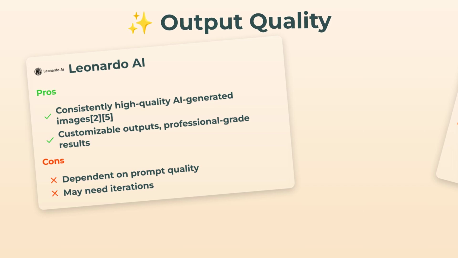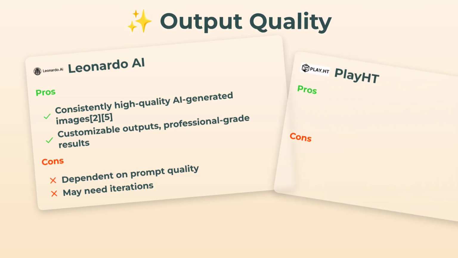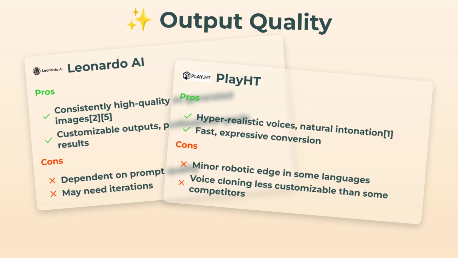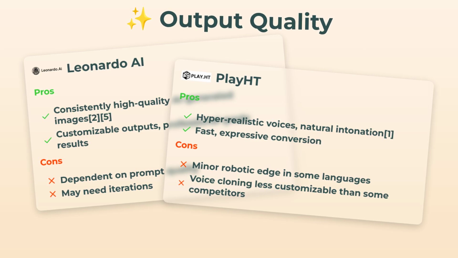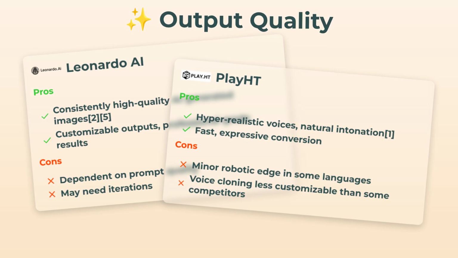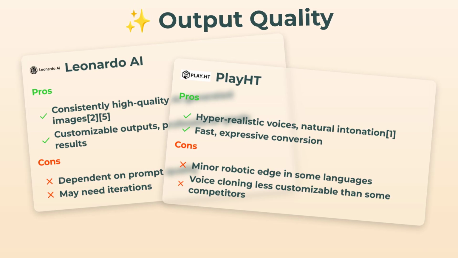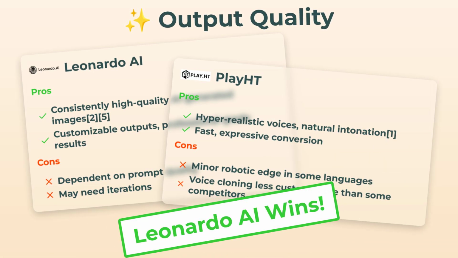Now, PlayHT's voice outputs, they're super realistic. Like, the kind where you start doubting it's actually AI. Voices have natural flow, expressive tone, all that. Occasionally, some languages or accents sound a tad robotic, but for everyday English and big world languages, it's really impressive. Voice cloning isn't as deep custom as some big enterprise players, but still, quality is top-notch. No contest, Leonardo AI wins this one.